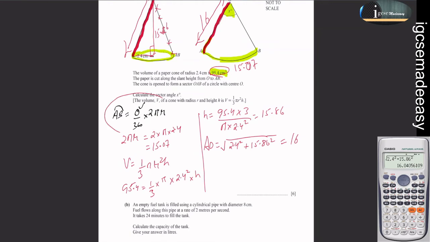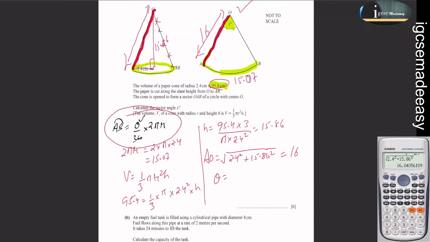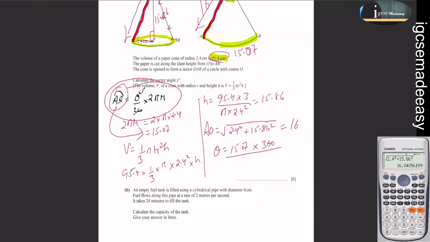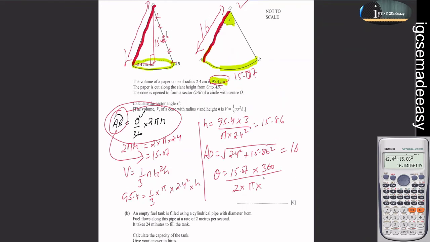Now we will put this into the formula to find the theta answer, right? So theta can be written as theta equals AB over the circumference. AB is 15.7, and the circumference is 2 pi r. So theta equals 15.7 into 360 divided by 2 into pi into r, where r is the radius, that is 16.